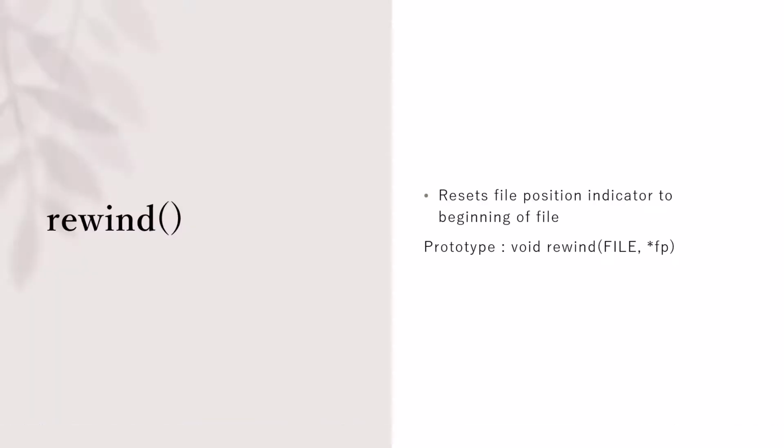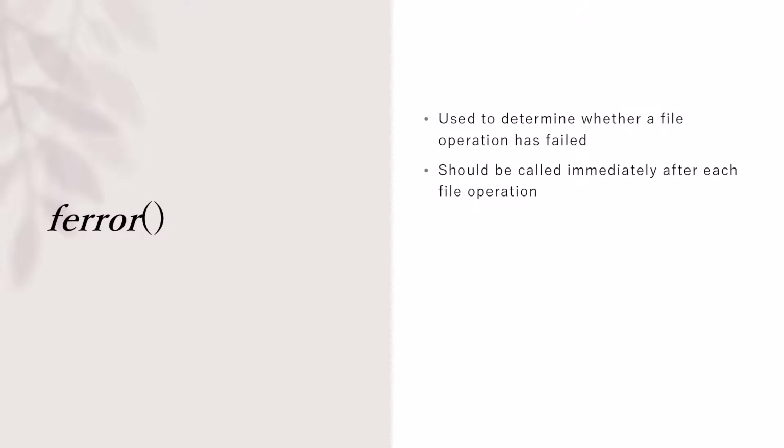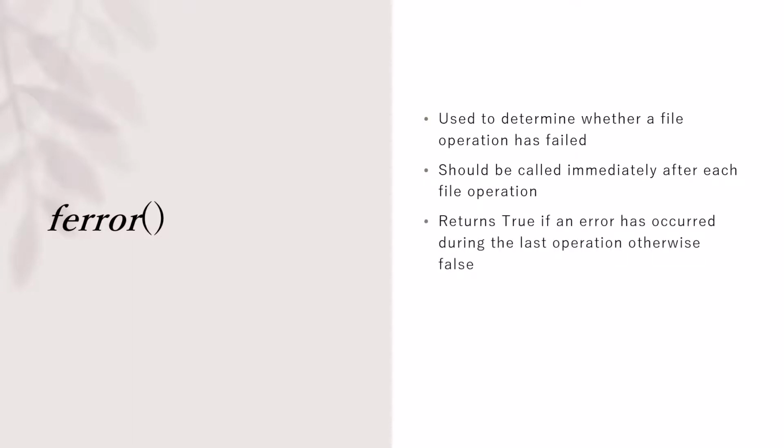Moving on. ferror is used to determine whether a file operation has failed, and should be called immediately after each file operation. Why? Just consider this. Let's say you execute a read on a file, right? And then there is an error. And then you're executing a write on the file and there's an error again. The error after the read, if you don't check for it, is lost, right? So it's kind of in limbo there. It returns true if an error has occurred during the last operation, otherwise false. The prototype is int ferror(FILE *fp), returning an integer.